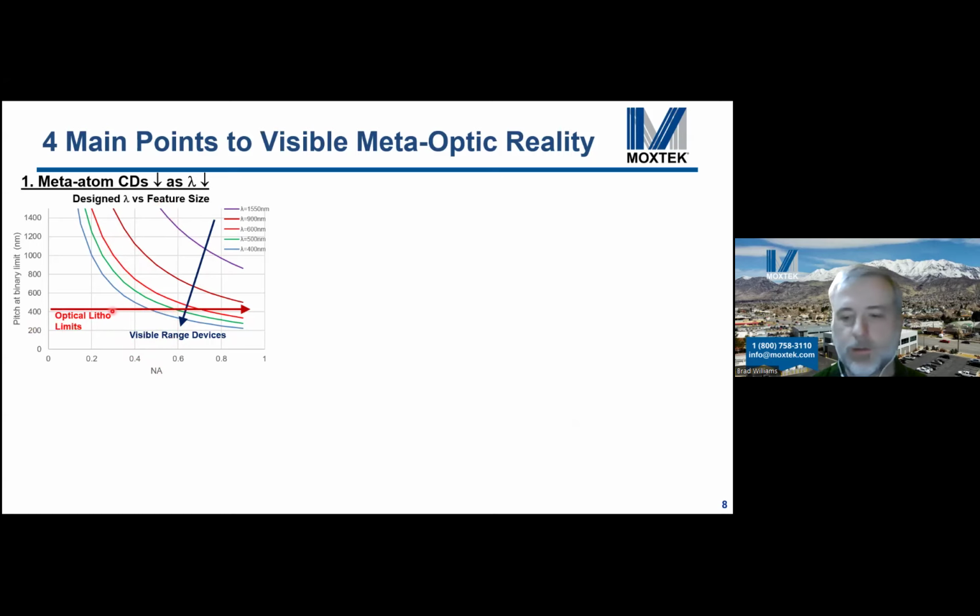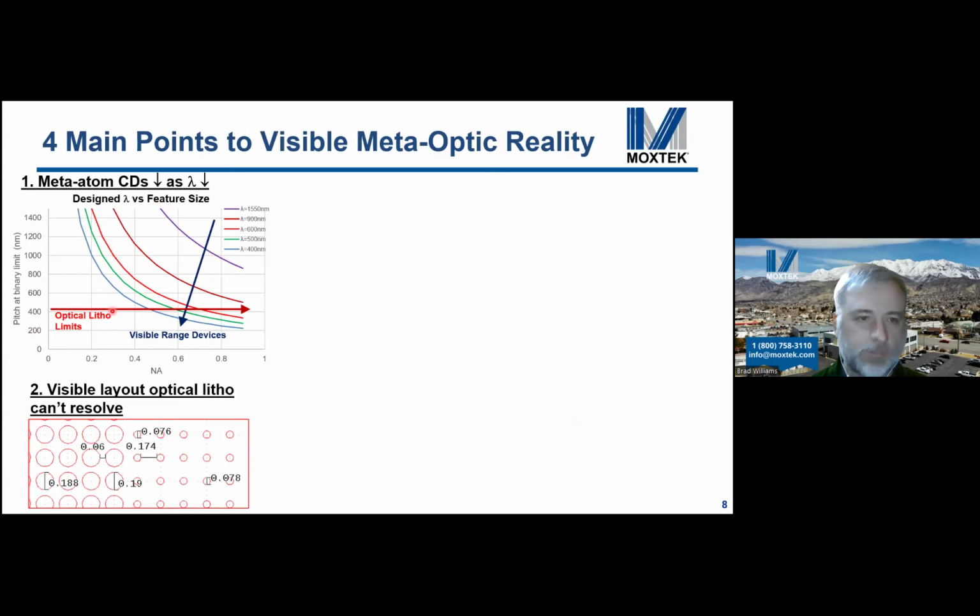Here's an example of a layout of a meta device. You're going to have large structures next to small structures, and these large structures have very tight gaps, and these small structures have very wide gaps, and that's where it gets into problems when you're trying to do optical litho.